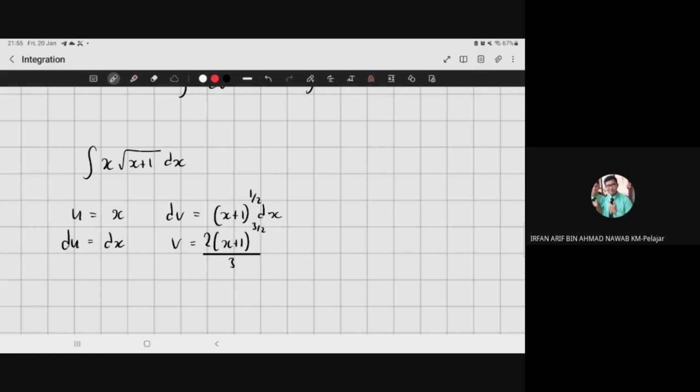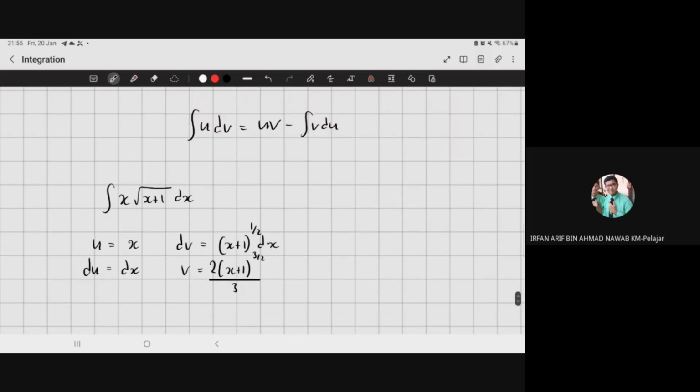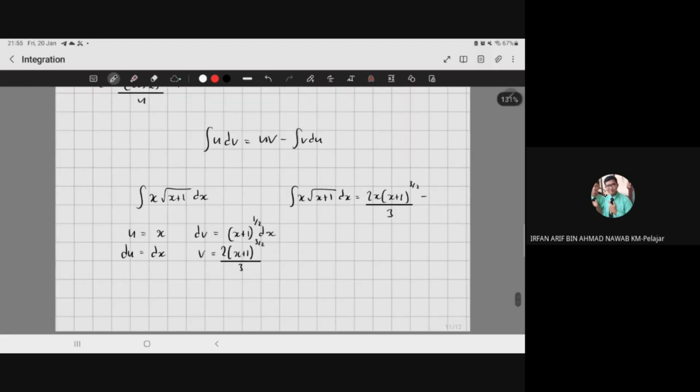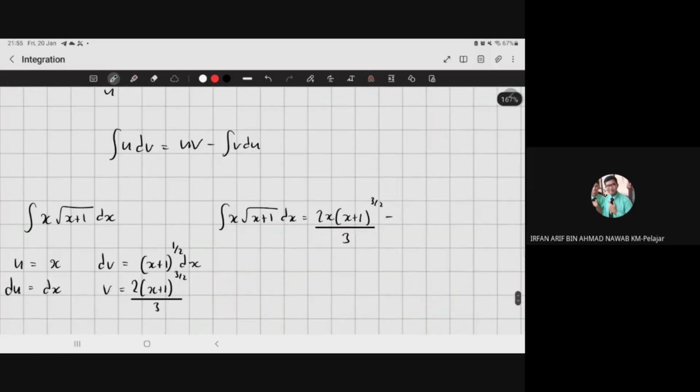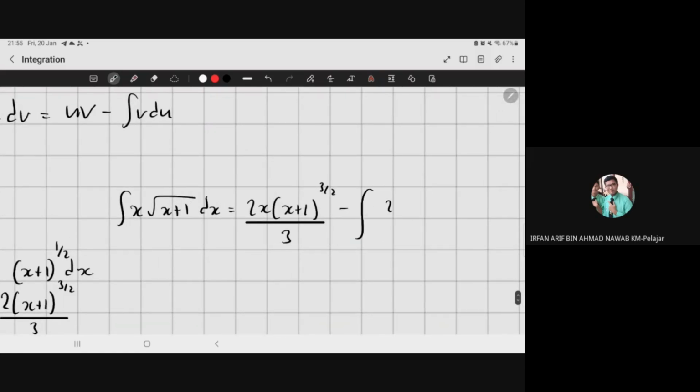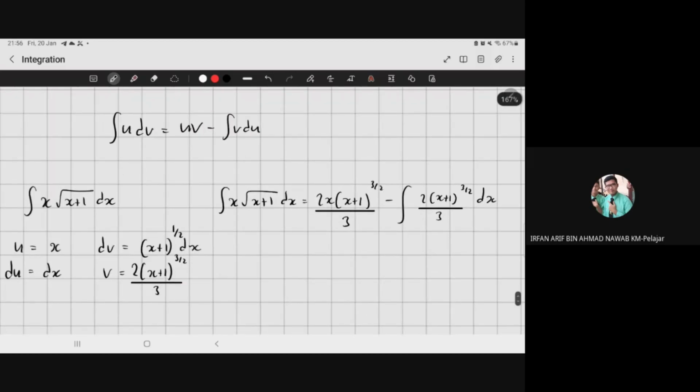Right? No problem, correct? Alright. And then we just refer back to this formula out here, where we integrate x square root of x plus 1 dx, which is equal to, okay, from here we will get 2x times (x plus 1) to the power 3 over 2, over 3, minus, and let me give myself some space, v is, okay, we integrate 2 times (x plus 1) to the power 3 over 2, over 3 dx. Yeah, like this.